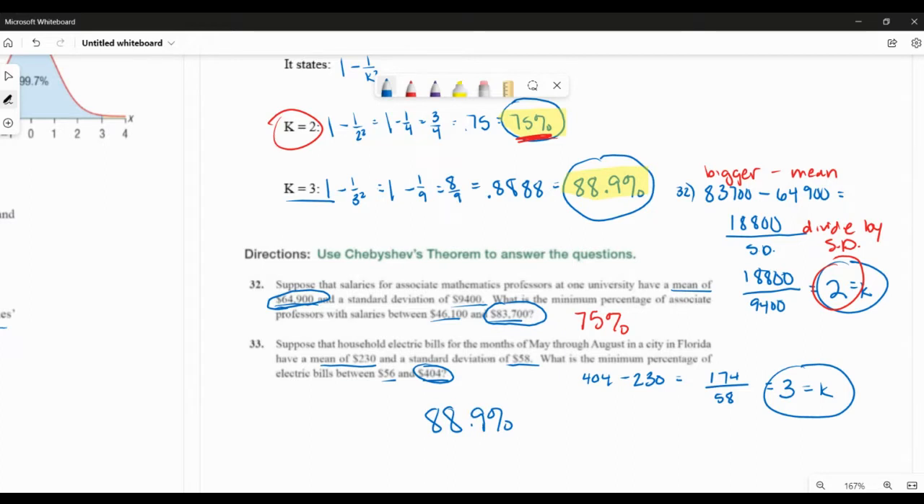All right, and that's it for the empirical rule and Chebyshev's theorem.